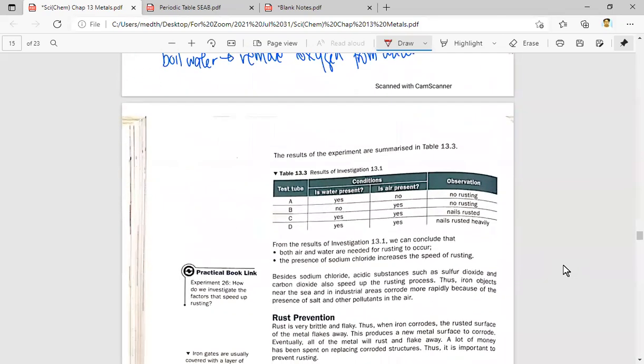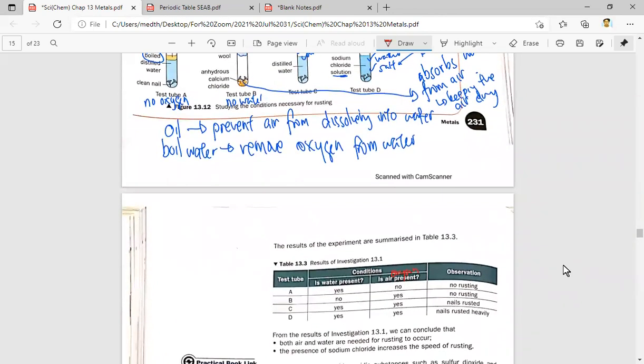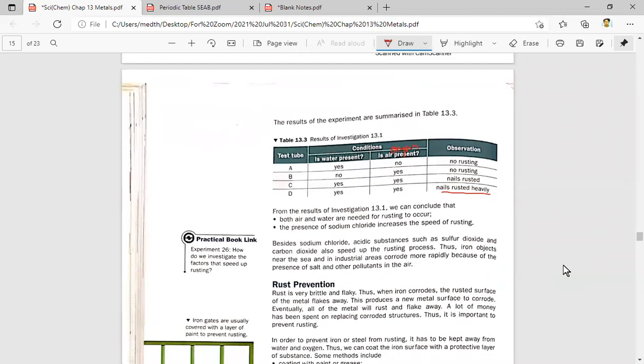So if you look at all the results, as I mentioned, A got water but no air. No air, actually you are focusing on no oxygen, so no rusting. B, as mentioned, there's no water, so there's no rusting. C, confirm will rust because of water and air. D, I already said salt will speed up the rusting. So therefore, with water, with air, with the salt, the nail rusted heavily. So this is actually a point that you need to take note of in terms of rusting.